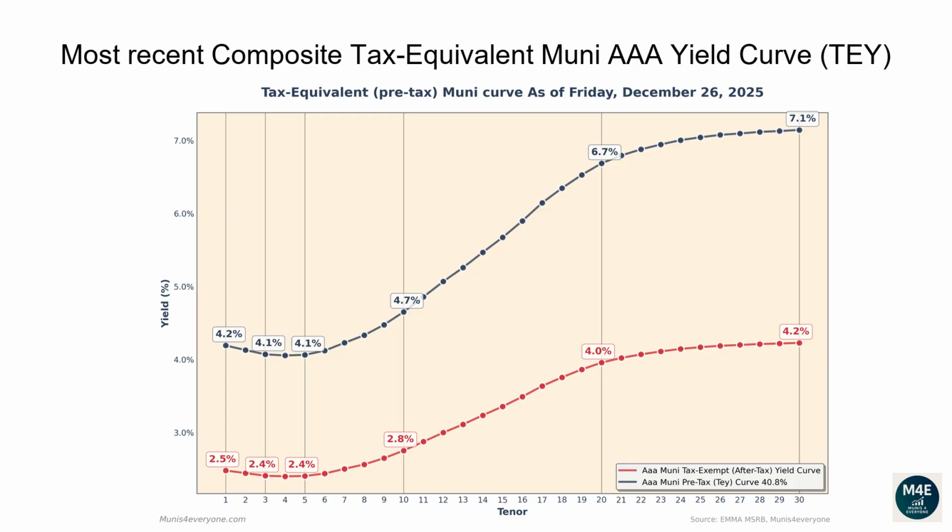The one-year tax-exempt yield is 2.48%, corresponding to a 4.19% tax-equivalent yield for investors in the top tax bracket. The two-year tax-equivalent yield is 4.13%. The 5-year tax-equivalent yield is 4.07%. The 10-year tax-equivalent yield is 4.65%. The 20-year tax-equivalent yield is 6.69%. The 30-year tax-equivalent yield is 7.14%.